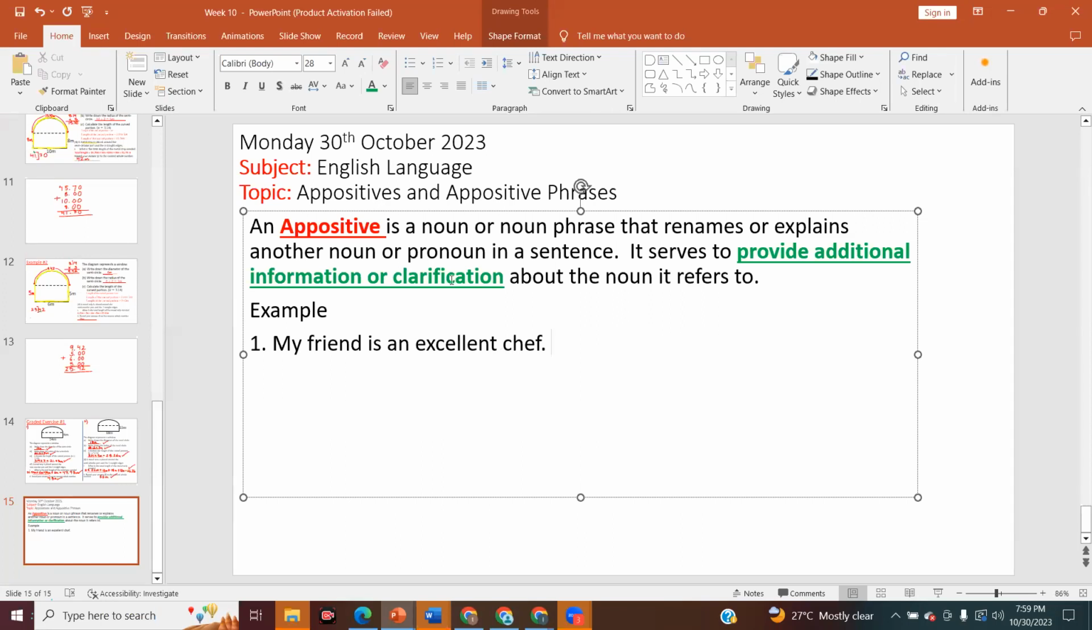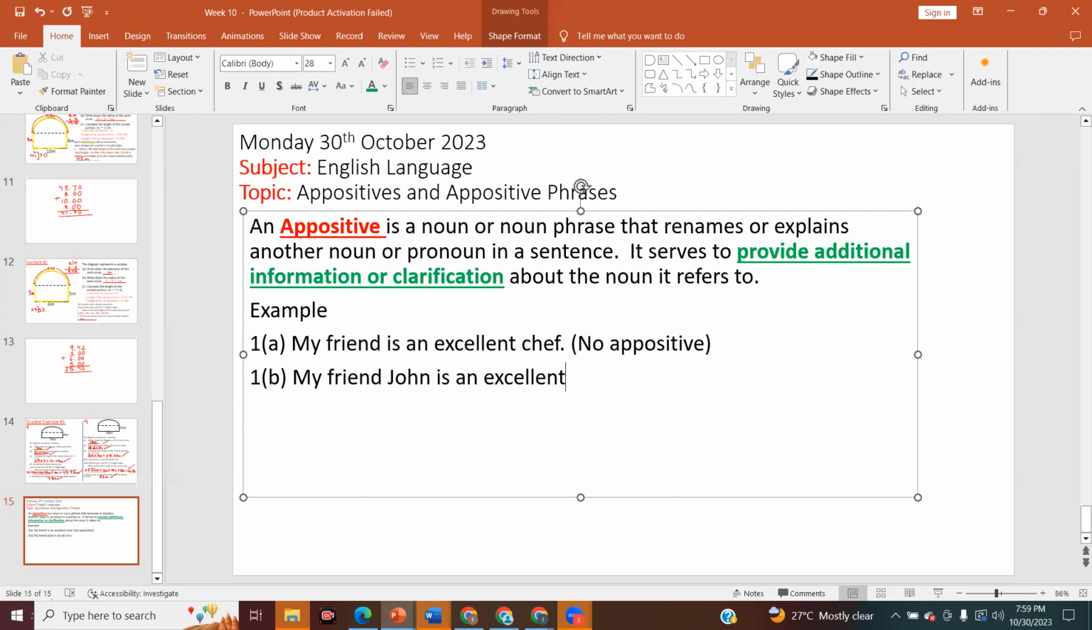Your friend's name. Exactly. What my friend's name is. Does the sentence tell me the name of my friend? No, sir. So this sentence does not have any appositive. Okay. Let's call this 1A. If I wanted to add the name of my friend, what would I need? I would need an appositive, right? So I'm going to say the name of my friend. My friend John is an excellent chef.